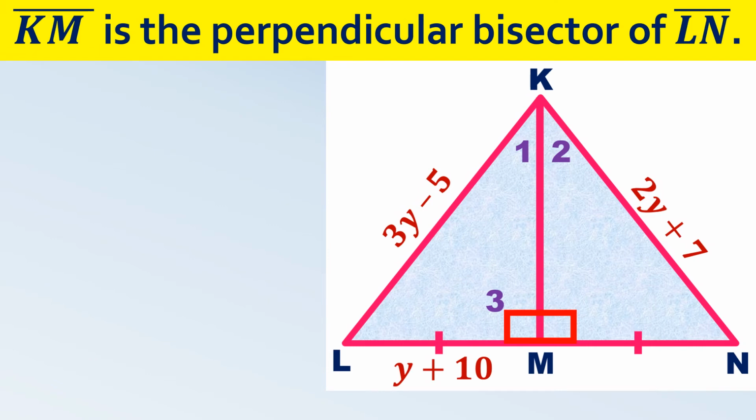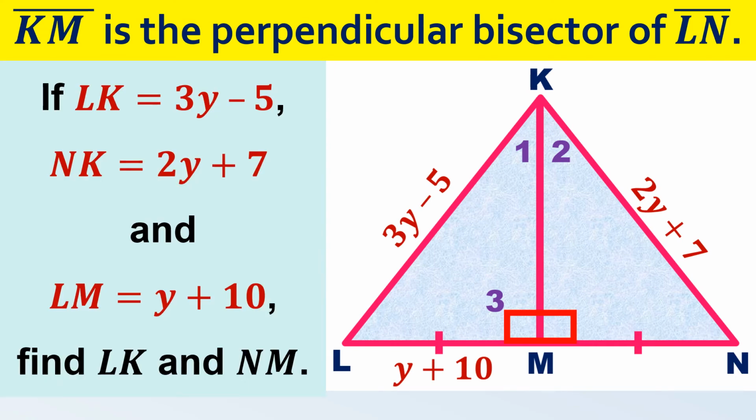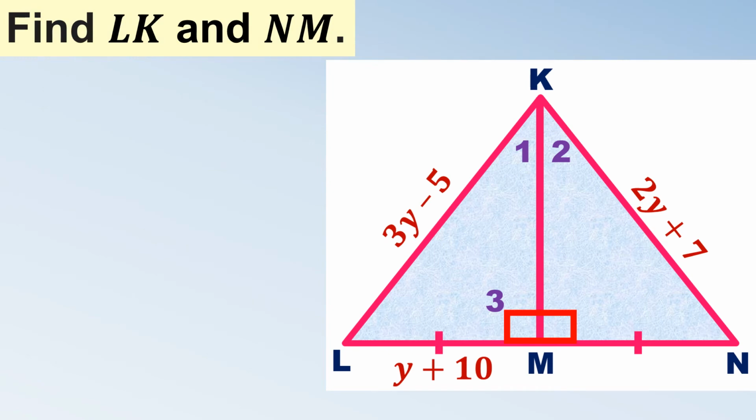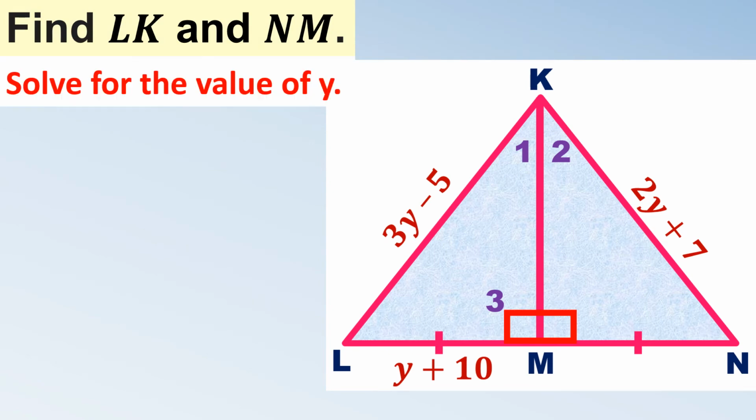Segment KM is the perpendicular bisector of segment LN. If LK is equal to 3y minus 5, and NK is 2y plus 7, and LM is y plus 10, find LK and NM. Solve for the value of y.